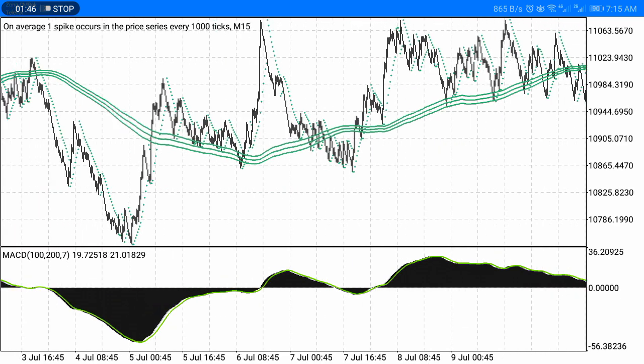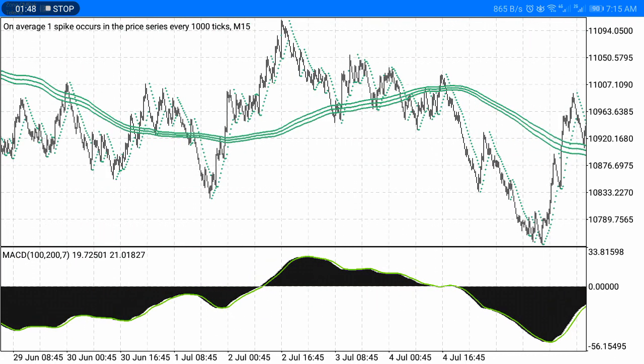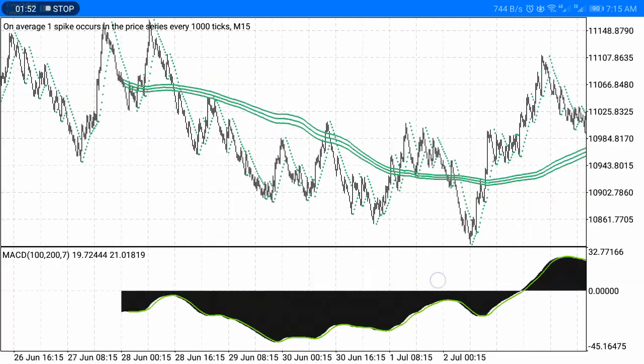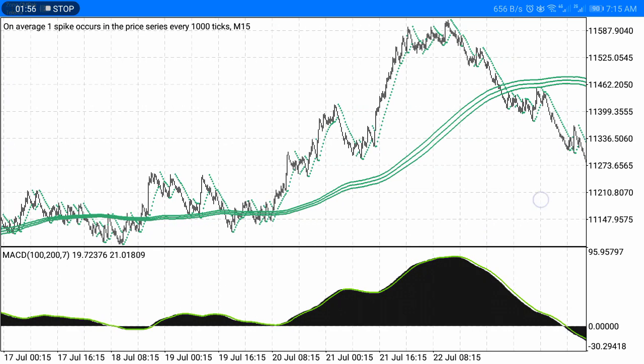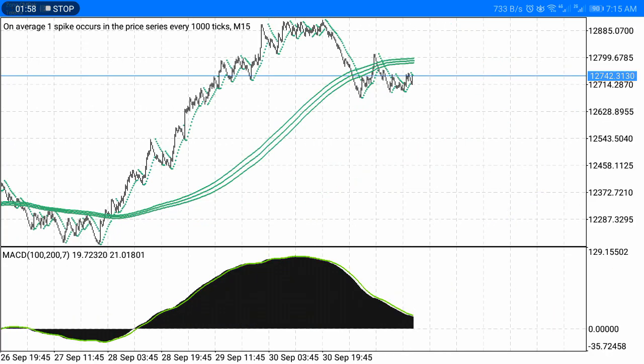So how do we predict the buy position? In Boom and Crash, a lot of binary traders are using it. So this strategy is going to help you predict buy and sell trend confirmation.